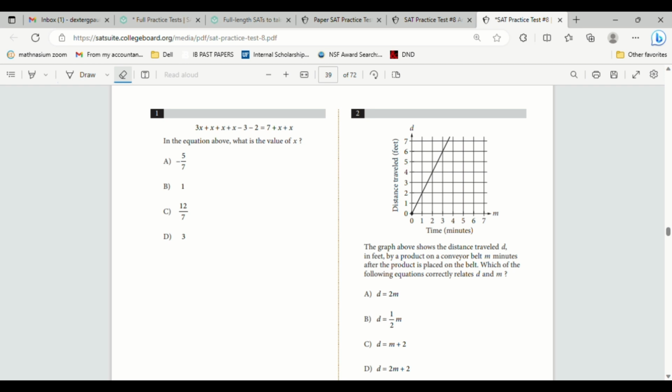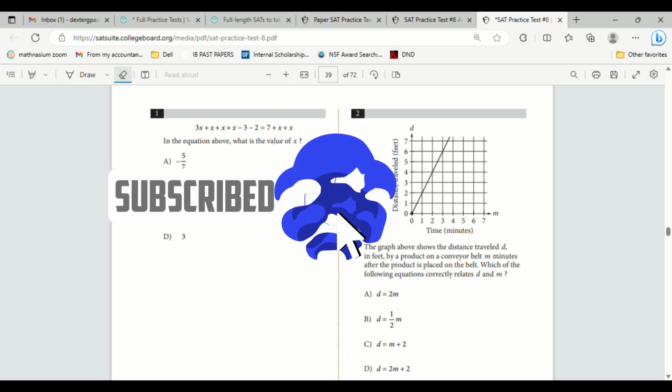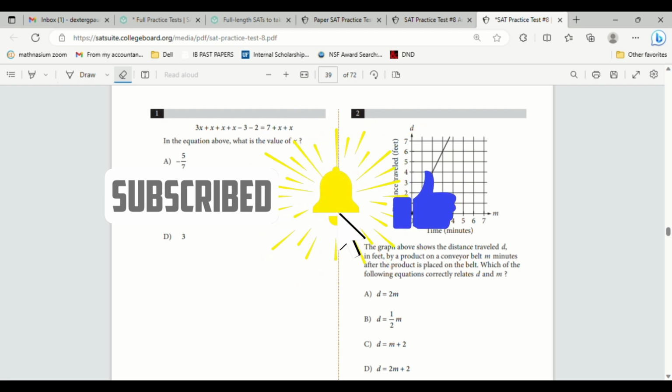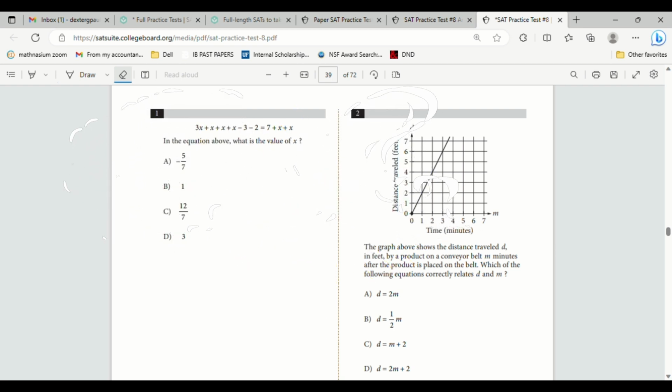Today I will walk you through section 3, the no calculator section. In the description I have labeled timestamps for all 20 questions, so please feel free to just jump around, find whatever question you're here for, and without further ado, let's get started.